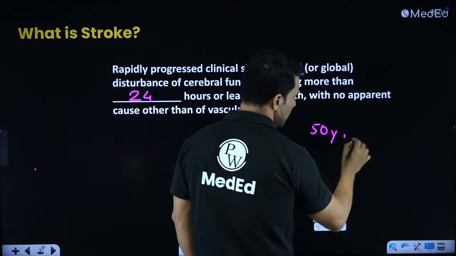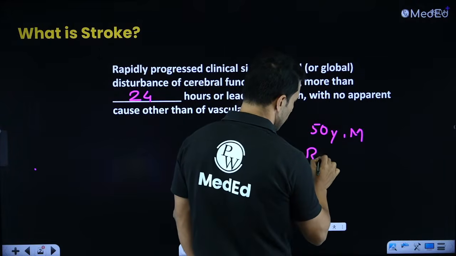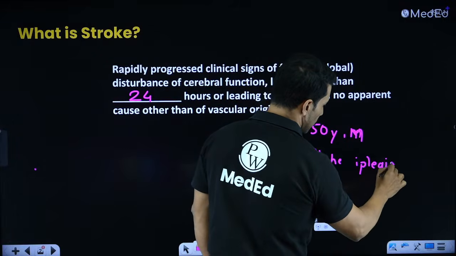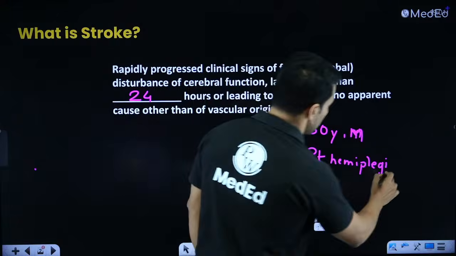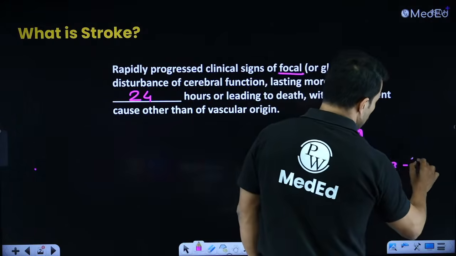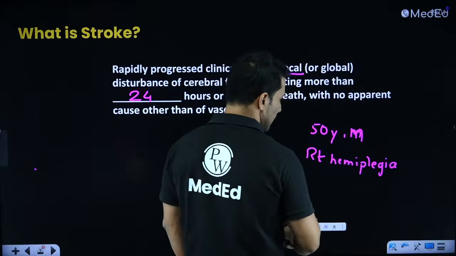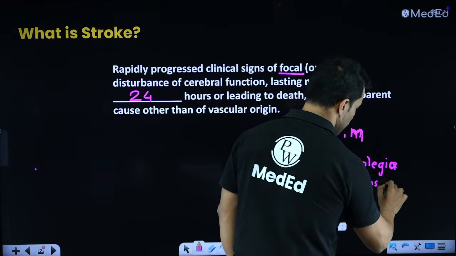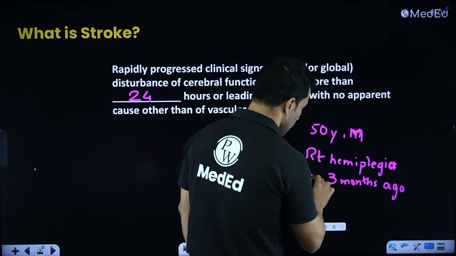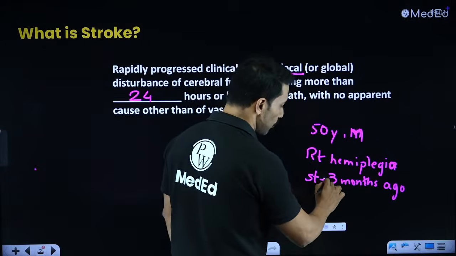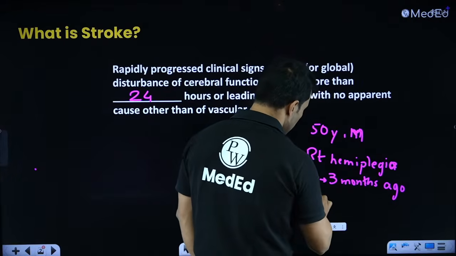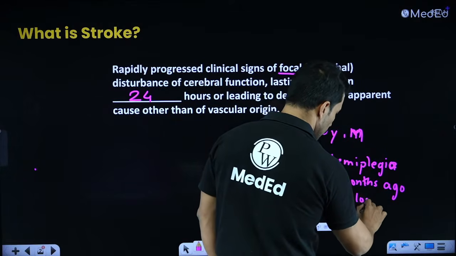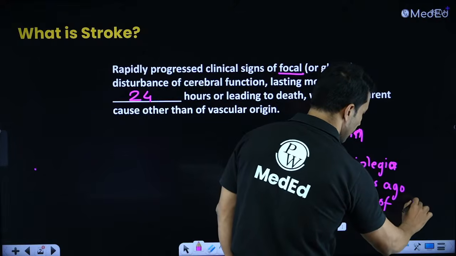Male, he has presented with right hemiplegia. The symptoms started almost 3 months ago and have progressed over 3 months' time to complete loss of control of the right upper limb.